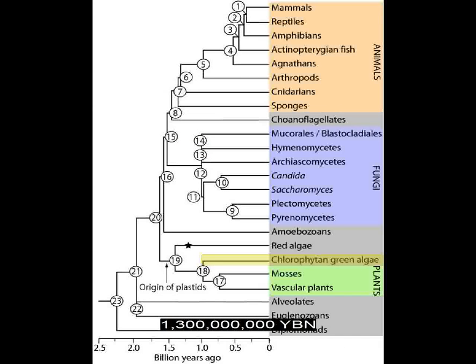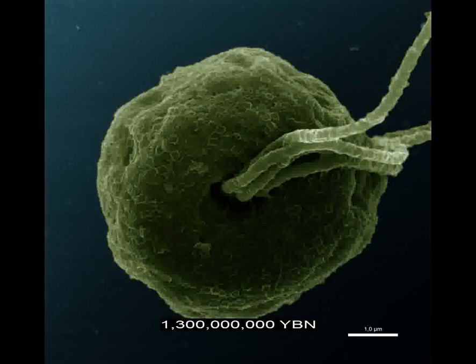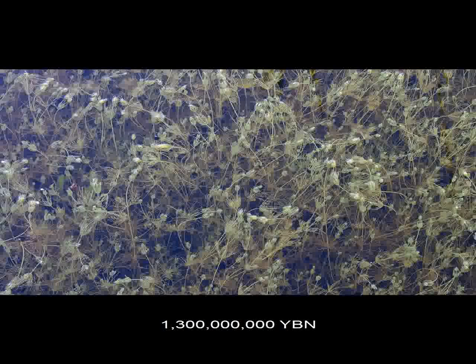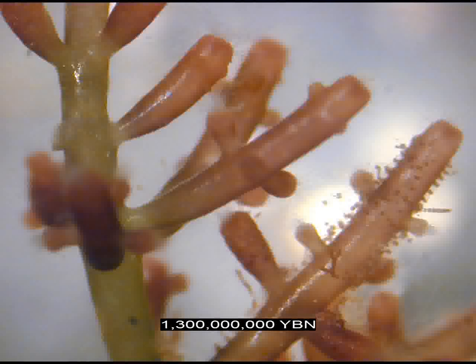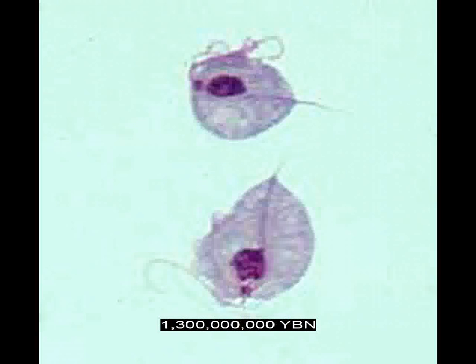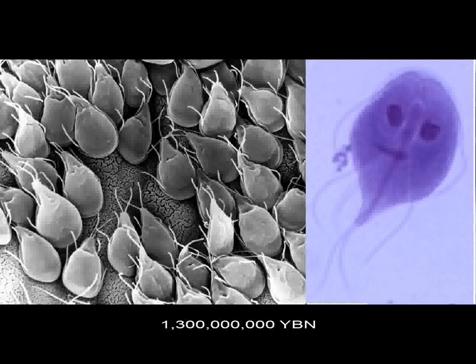The plant phylum Chlorophyta evolves. Green algae, ancestor of volvox, sea lettuce, spirogyra, and stoneworts. The first land plants most likely evolve from green algae. The plant phylum Rhodophyta evolves. Red algae. The protists excavates, includes parabasalids and diplomonads like Giardia.